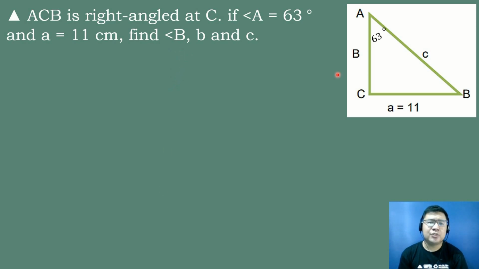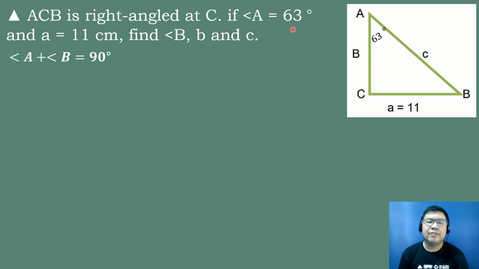So to find the measure of angle B, we can use the formula angle A plus angle B plus angle C is equal to 180 degrees. The sum of the three angles of a triangle is equal to 180 degrees. Or we can use the formula angle A plus angle B is equal to 90 degrees. Since this one is a right angle, angle C is equal to 90 degrees. The sum of the two remaining angles is equal to 90 degrees. So the two angles are complementary. So we can use the formula angle A plus angle B is equal to 90 degrees.